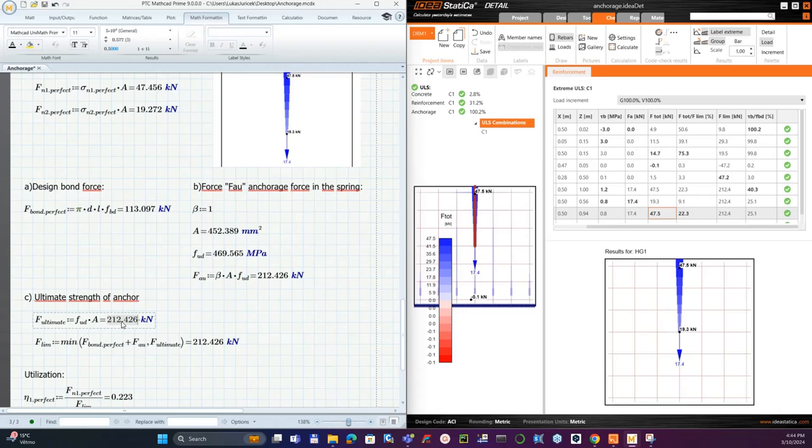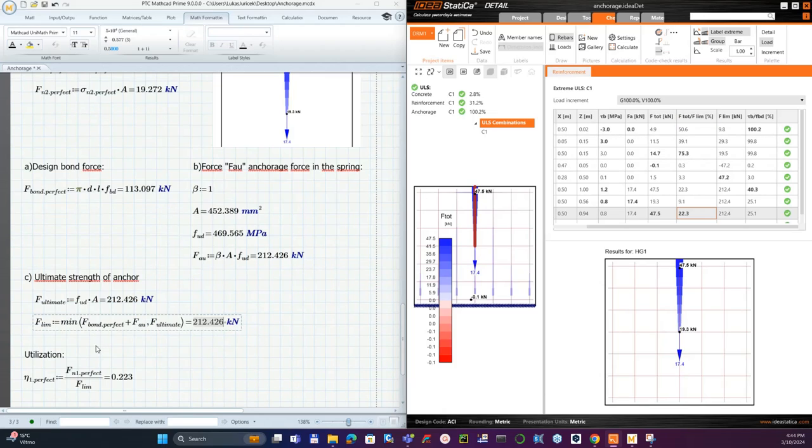So it's 212 kilonewton. So my limit force is 212, and you can see it's perfectly matching with IDEA StatiCa Detail. From the point of view of the utilization, you can see I'm getting 22.3% if I compare F total divided by the limit force. So yeah, this is the utilization, also here, and you can see 22.3%.